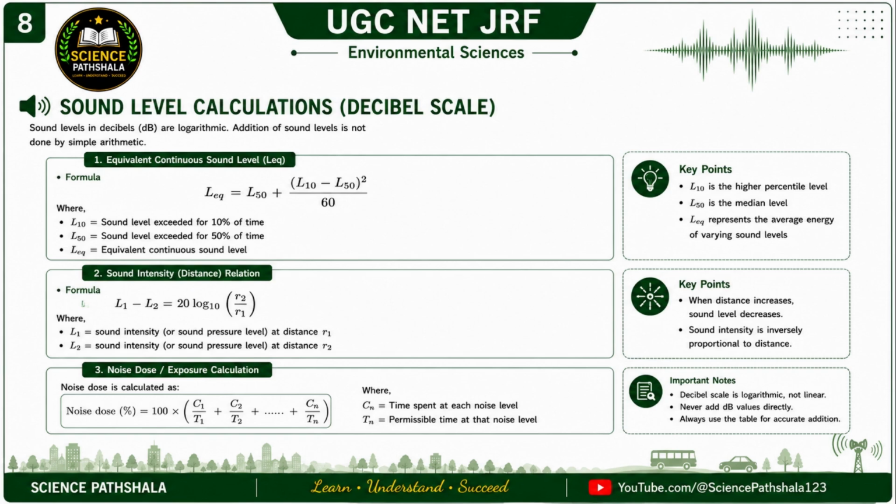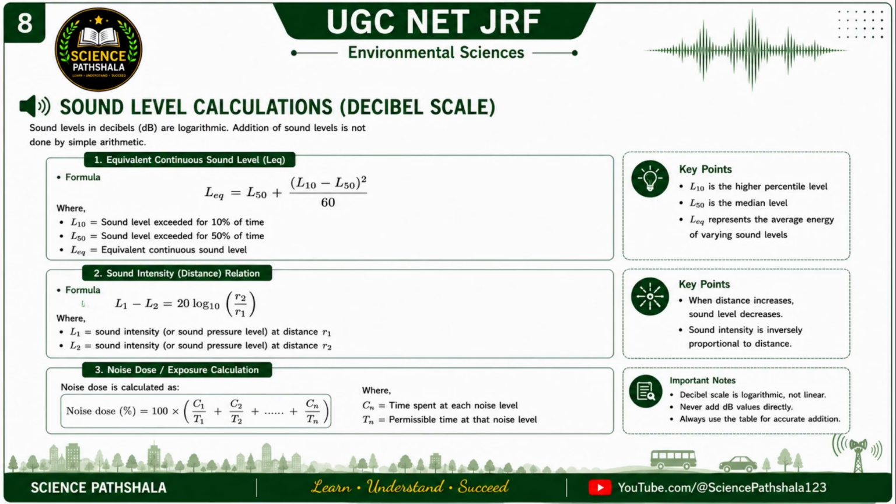Second one is sound intensity with distance relation. Here formula is L1 minus L2 is equal to 20 log 10 R2 upon R1. In the pressure formula we have 20 log 10 P upon P naught, but here we have 20 log 10 R2 upon R1, where L1 is sound intensity or sound pressure level at distance R1 and L2 is sound intensity or sound pressure level at distance R2. When distance increases, sound level decreases, and this simply means sound intensity is inversely proportional to distance.